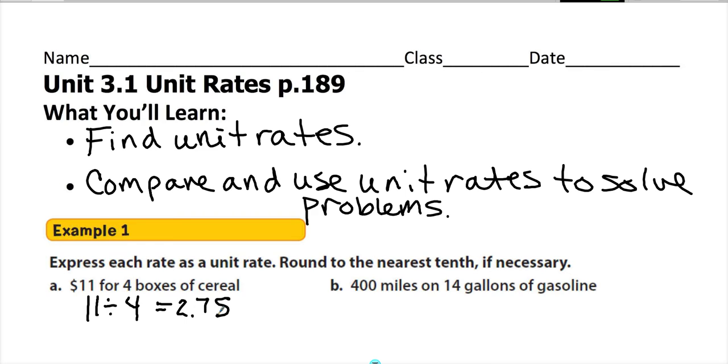All right, and again, we need to actually write out what this means. So this means $2.75 per box.